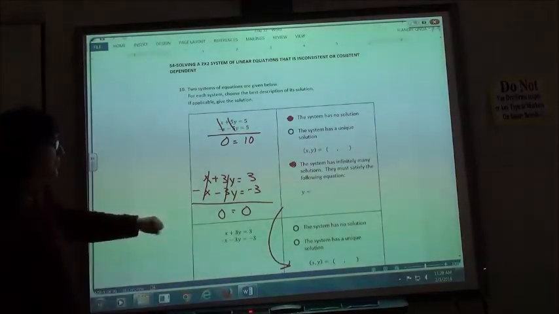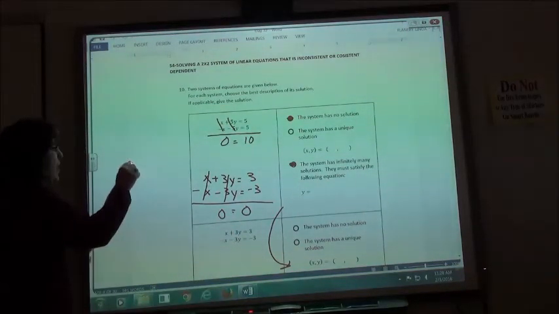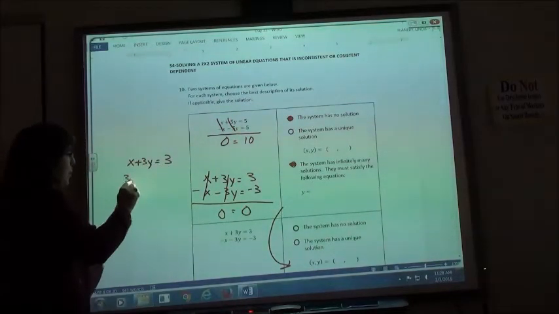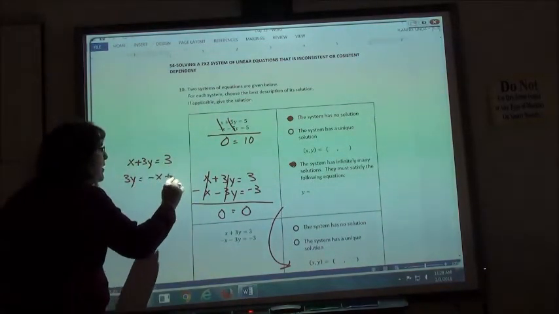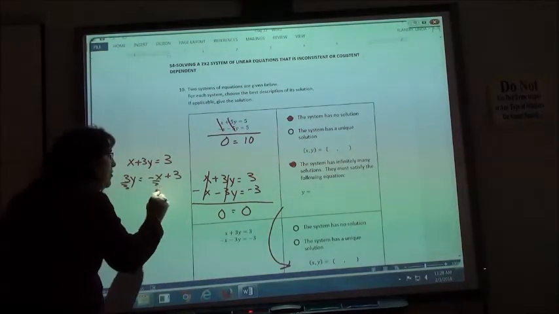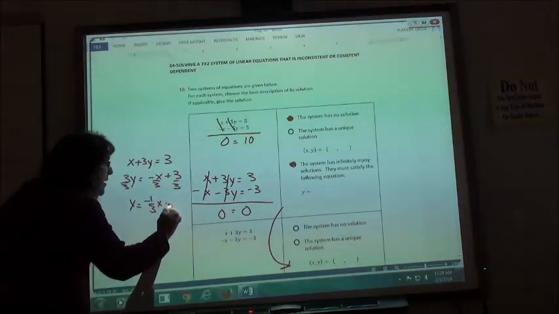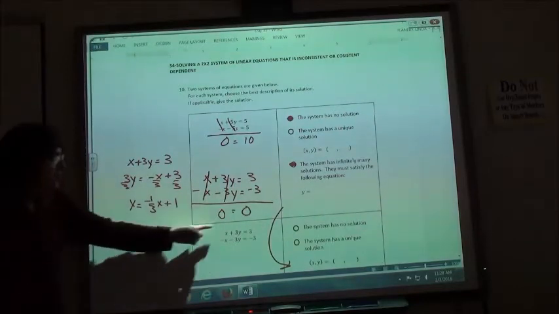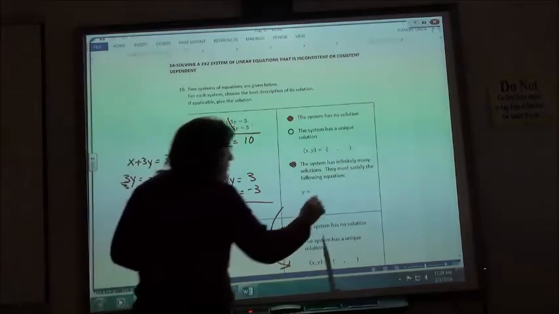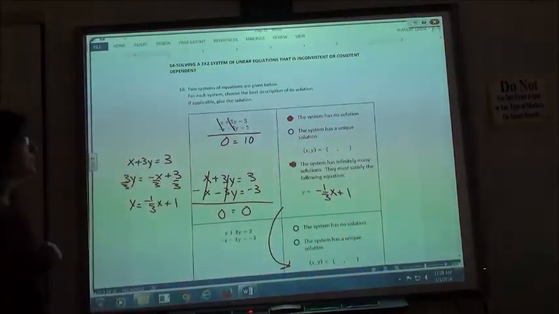And then what they're going to have you do is solve one of your equations for y. So I'm just going to use that top equation, x plus 3y equals 3. So 3y would equal negative x plus 3. Move my x to the other side. I then divide by my 3. So y is going to equal negative 1/3 x plus 1. Either equation, if I solve it, should give you y equals negative 1/3 x plus 1. They are going to have you type that in over here for the equation.